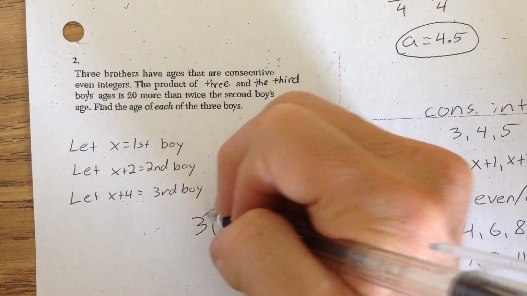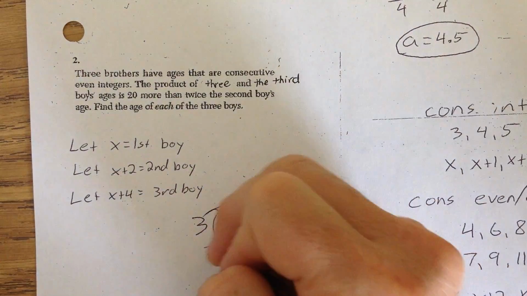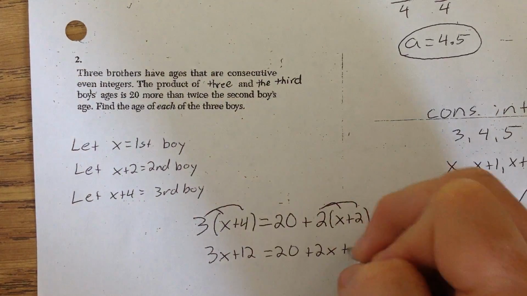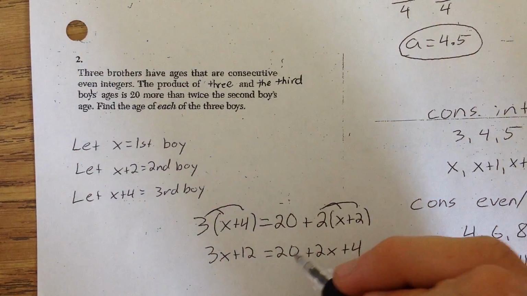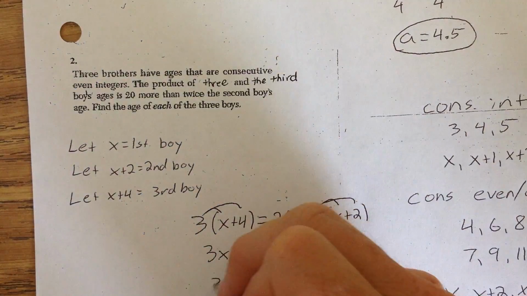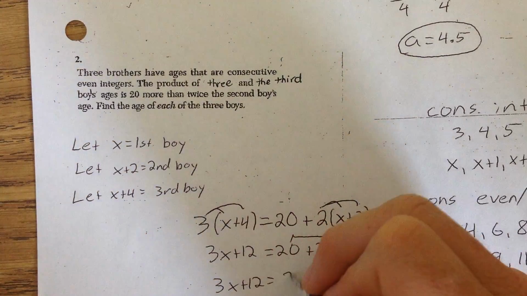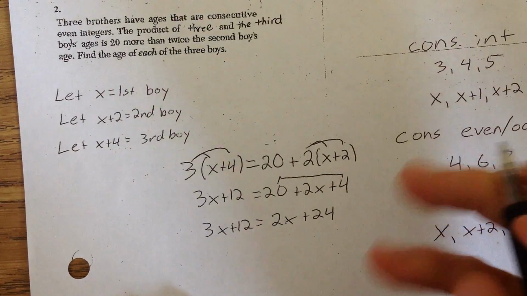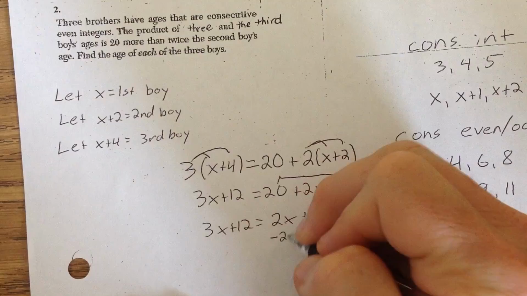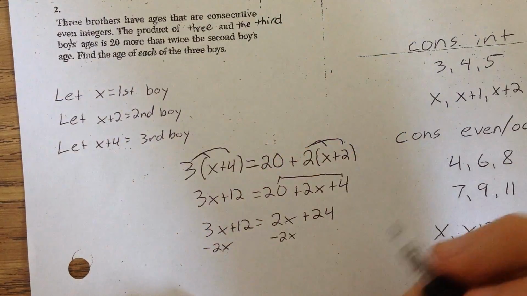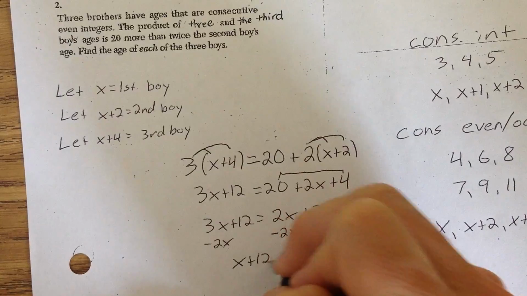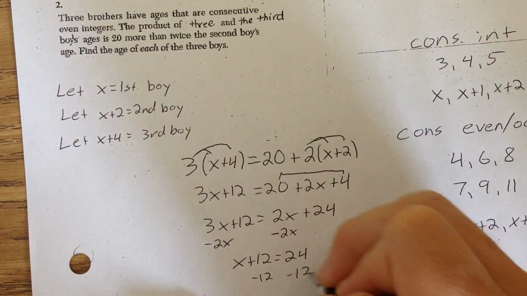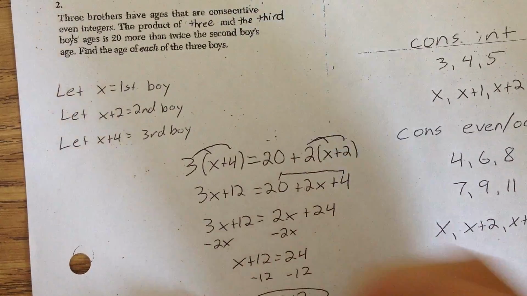So now we want to start solving this. So we'll distribute on both sides. 3x plus 12 equals 20 plus 2x plus 4. Now we're going to combine like terms. So we've got 3x plus 12 equals 2x plus 24. All right, now we have to move the variables and get them on the same side, so we'll move the smaller ones so that we don't end up with any negatives. That's going to leave us with x plus 12 equals 24. And then when I subtract 12 from both sides, I will get x equals 12.